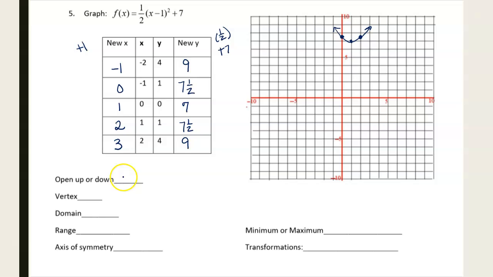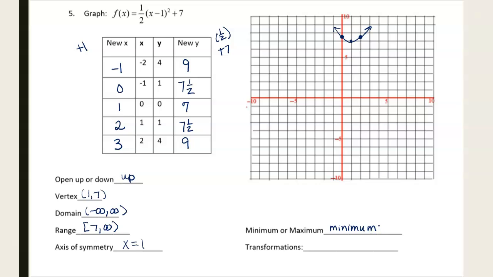Okay, so this one opens up. Your vertex, opposite of HK, 1, 7. Your domain is negative infinity, infinity. Your range is lowest to highest, so my lowest point is 7, and I go up through infinity. Axis of symmetry is x equals opposite of h. So x equals 1. Low point, so it's a minimum.